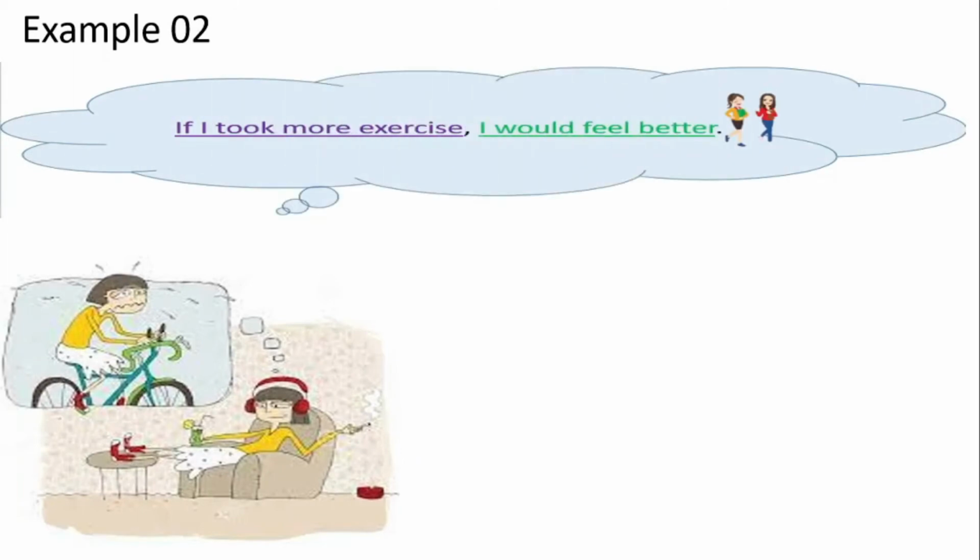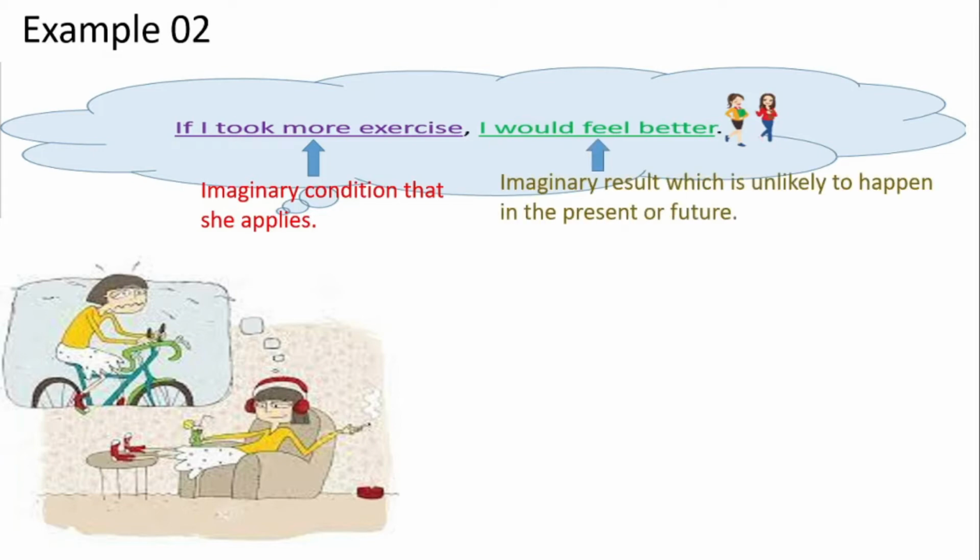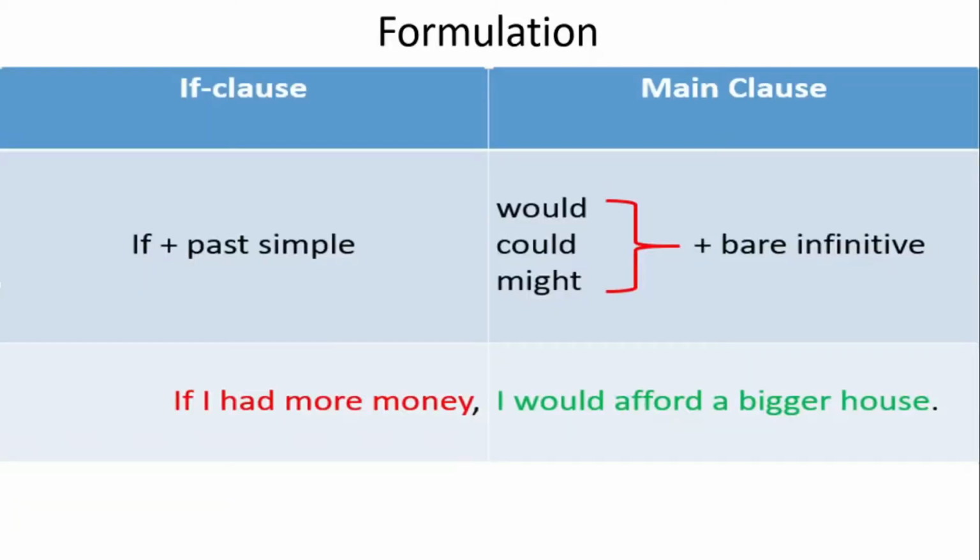Let's examine this second example carefully. If I took more exercise, I would feel better. If I took more exercise is the imaginary condition that she applies. I would feel better is the imaginary result which is unlikely to happen in the present or future. Let's move on to formulation. If plus past simple in the if clause and would, could, might plus bare infinitive in the main clause. Example. If I had more money, I would afford a bigger house.